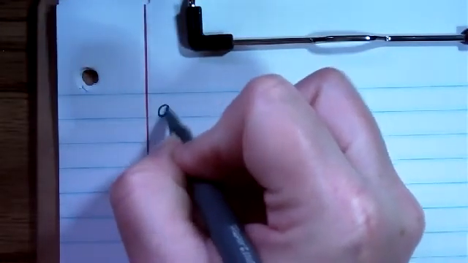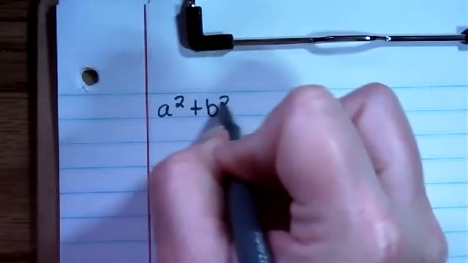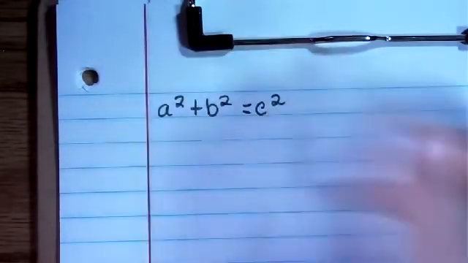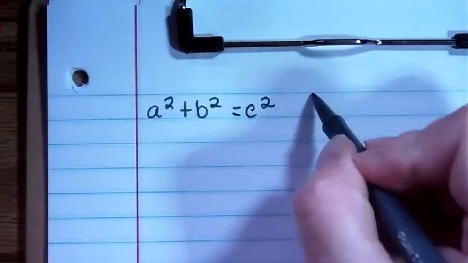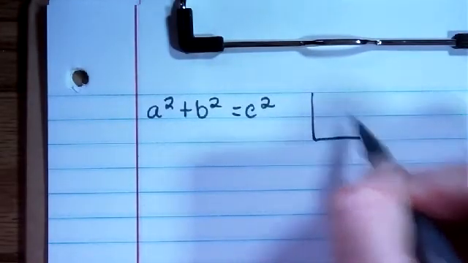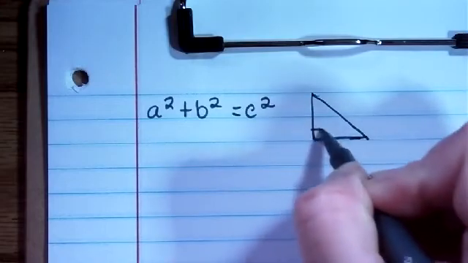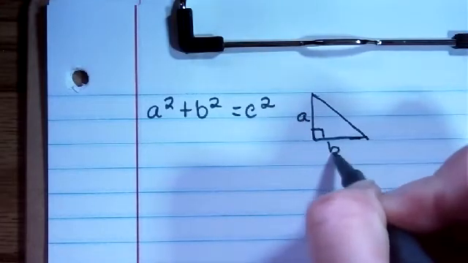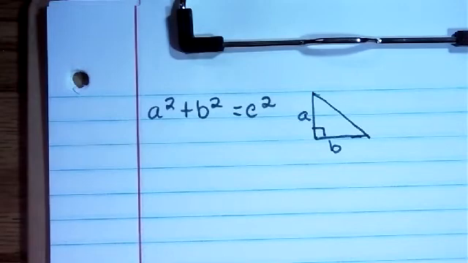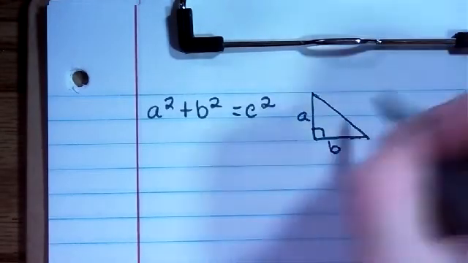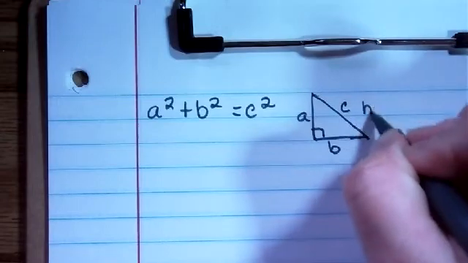Now I want to go back and discuss a few pieces of information that we know. Let me get a clean piece of paper here. We know the Pythagorean theorem is a squared plus b squared equals c squared. And if we have a right triangle right here, A and B are the legs, the two sides that make the right angle. We know that C right here is the hypotenuse.